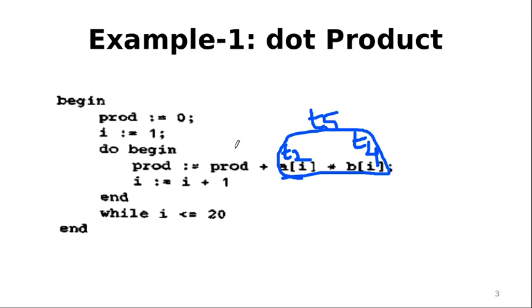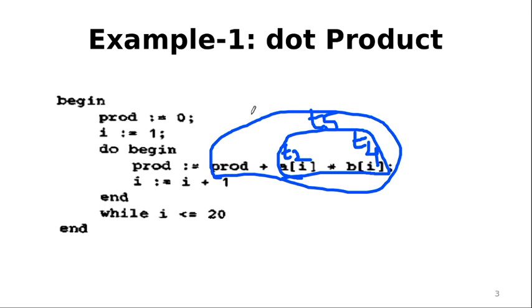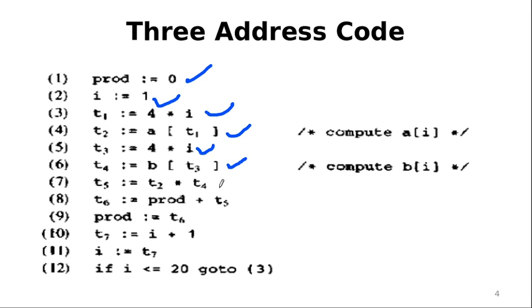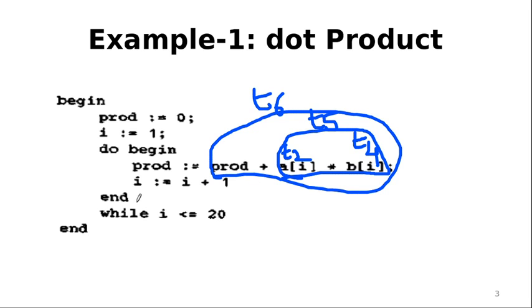That is why you must not write it as a single three address code statement. Once again you write production plus t5, which is one more temporary, you can assume t6. That t6 can be assigned to production. Like t2 into t4 is t5, then production plus t5 is t6, then t6 is assigned to production in the same way. So now we have written the three address code for these two do statements.